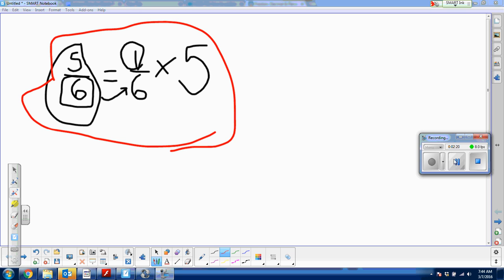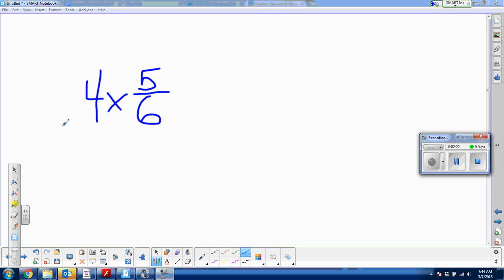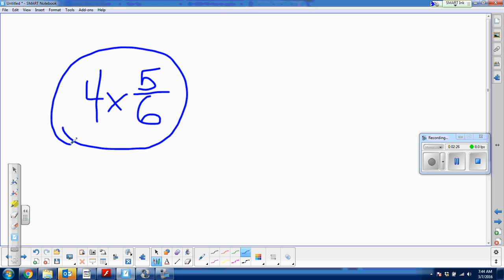Let's try another one. Here we have a different type of setup. We have 4 times 5/6. And again, we want to find the multiple of that unit fraction. And it is an equation, so again, we're going to start out with an equal sign, equals. Now we need to think, if we have 4 of these 5/6s, so let's just think to ourselves right there.